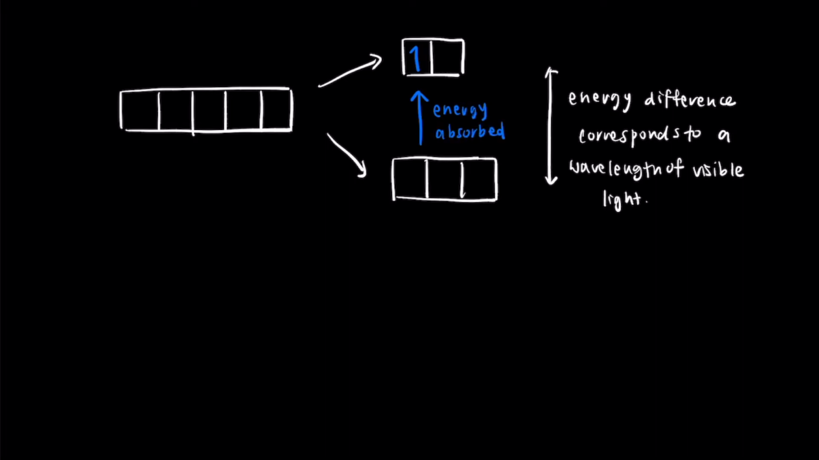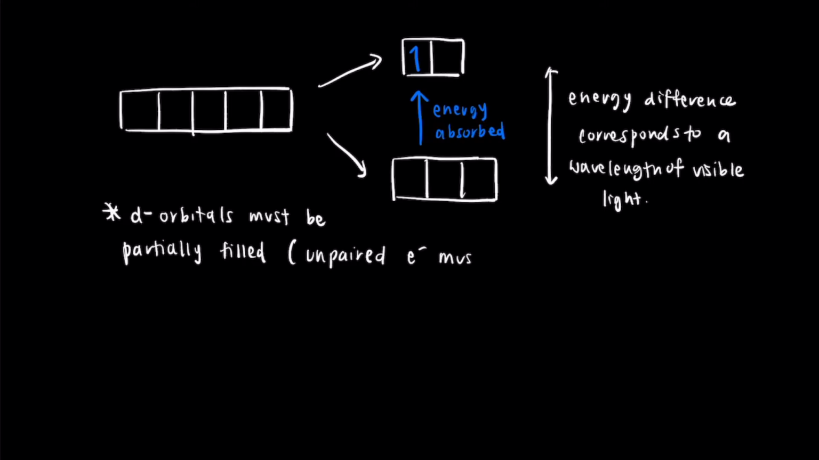And this transition is known as d-d transition. Now take note that for this transition to occur, the d orbitals must be partially filled. And this means that there must be the presence of unpaired electrons. And that's why compounds like scandium or zinc are colorless, since they do not have unpaired electrons.